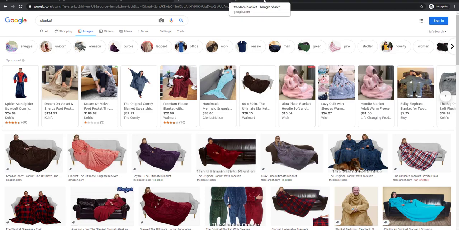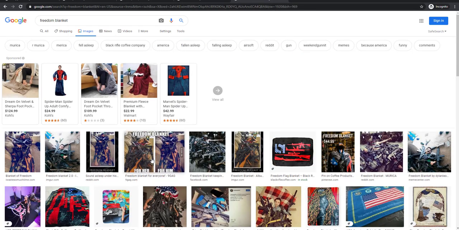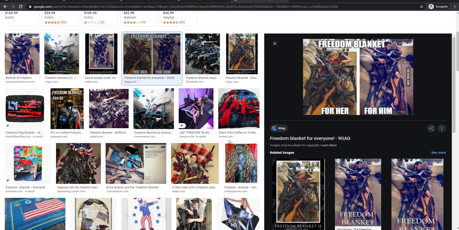Because whenever I search freedom blanket, it just gives me a blanket made out of guns, because this is America. We have a really strange fascination for guns. So freedom blankets for him or her.